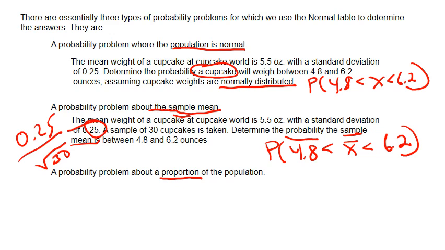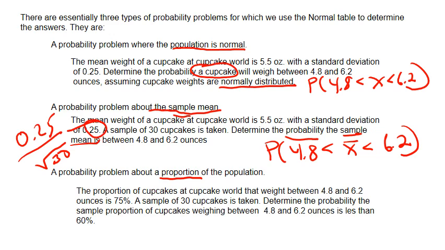Next one. Excuse me, I've got a cold now, so I'm coughing. Anyway, got to get it done. Probability problem about a proportion of the population. Well, the proportion of cupcakes at Cupcake World weighs something. Determine the probability that the sample proportion weighs between 4.8 and 6.2.